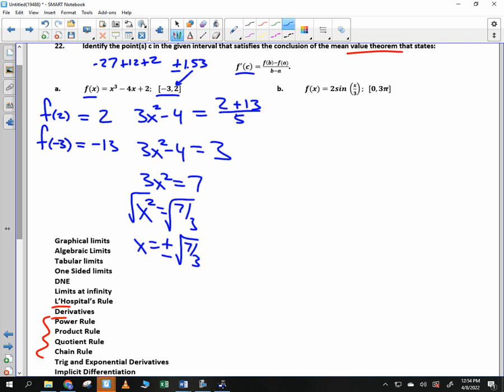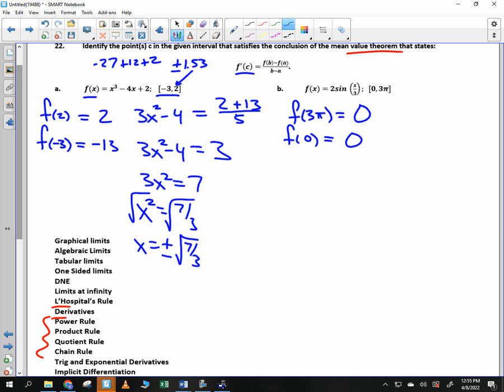Let's try a trig function. F of b. What is our b value? 3 pi. So 3 pi divided by 3, pi, sine of pi, 0. Then I have f of 0. Sine of 0, 0. So let's write this out.